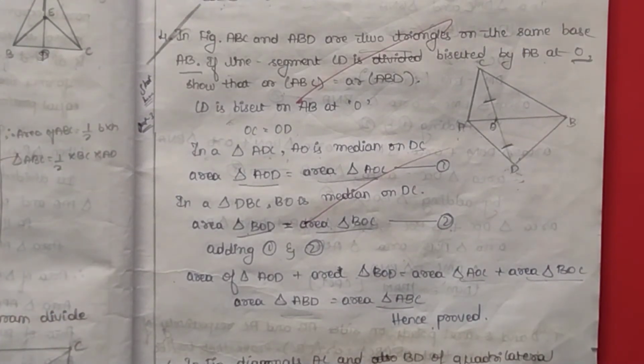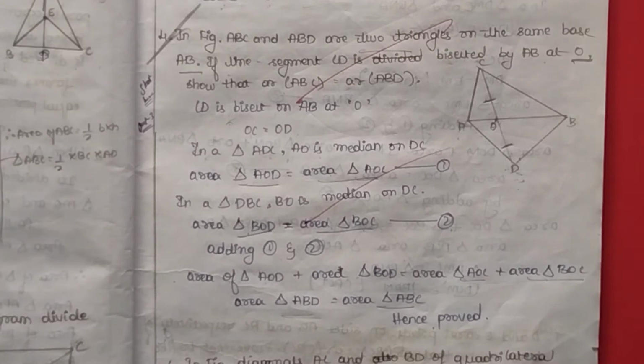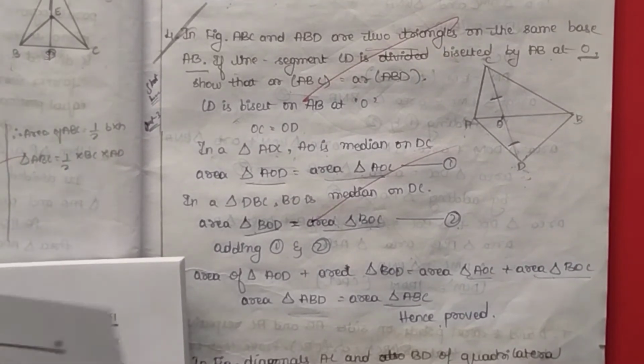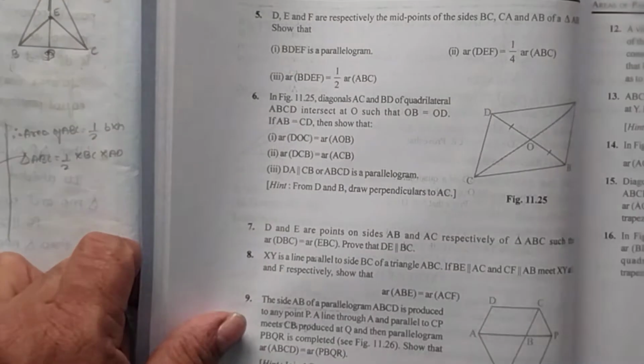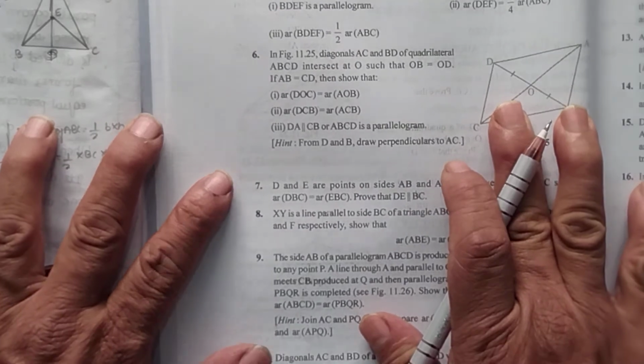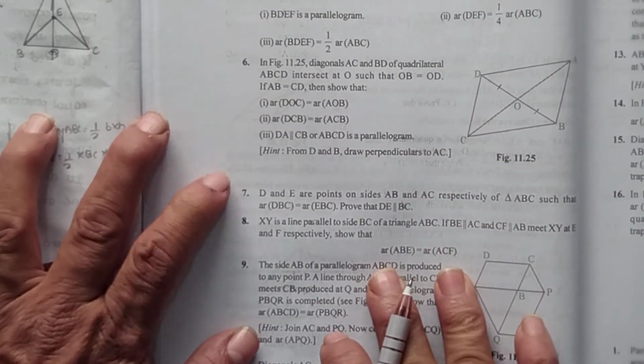Now, the fifth one I am not going to explain, you have to solve it by yourself. I am skipping that one, it is very easy. The sixth one I am going to explain here. See question number 6.